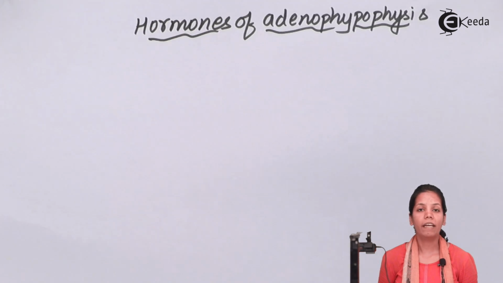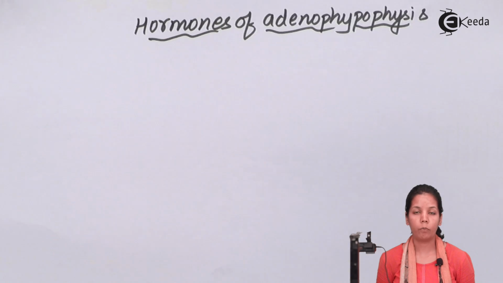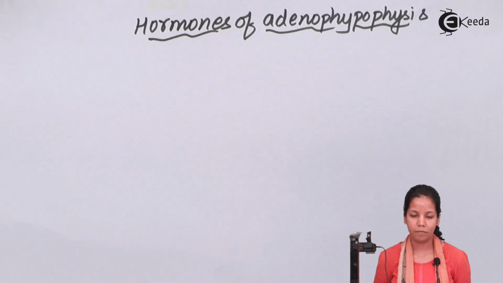Pituitary gland or adenohypophysis or anterior pituitary secretes hormones like somatotropin or growth hormone. It also secretes thyroid stimulating hormone, which is T3, T4 or triiodothyronine, ACTH, adrenocorticotropic hormone, and lastly luteinizing hormone. Prolactin and FSH are also hormones that are secreted by it.